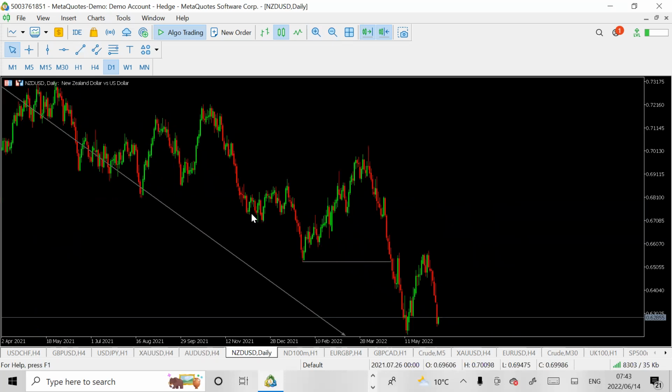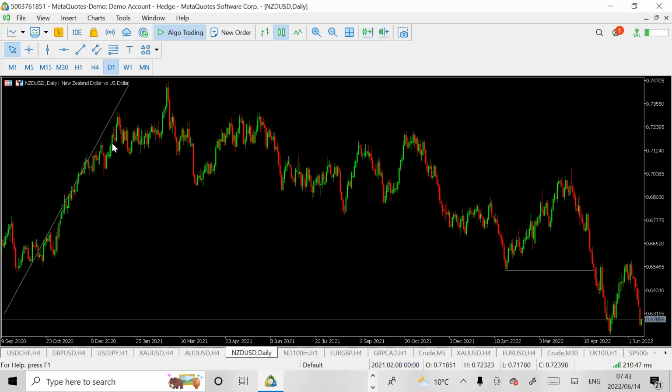It turned from bullish to bearish. This is where we're gonna start from, so that we can get the whole idea, the whole setup. Okay. So we're starting from here.